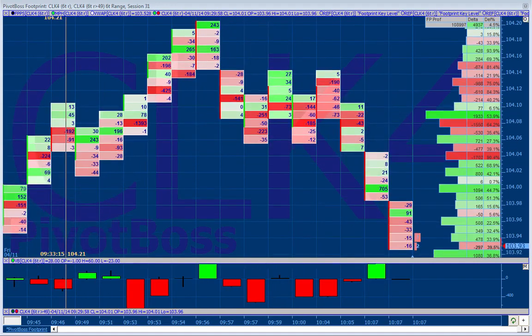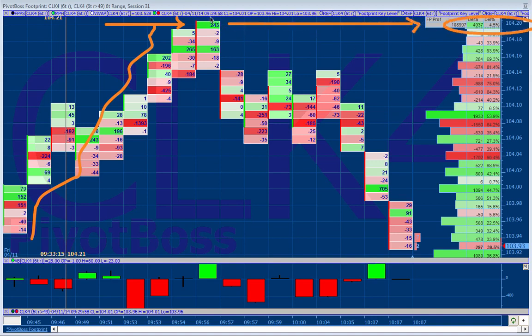Okay, so let's look at that. When you're looking at this, you see price push higher here. And then what happens at 104.20? Okay, here's 104.20 right here. Price pushes higher into that zone, and you have a buy imbalance that comes in. 243 contract buy imbalance, and price goes offered immediately.